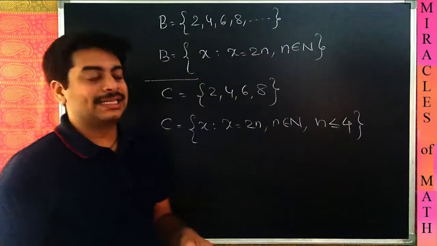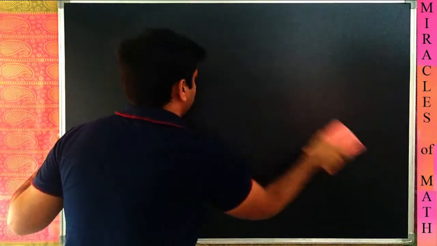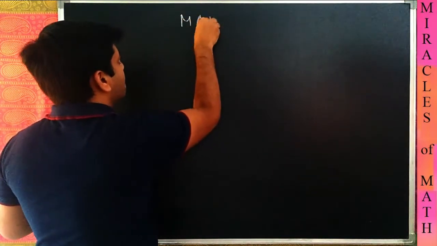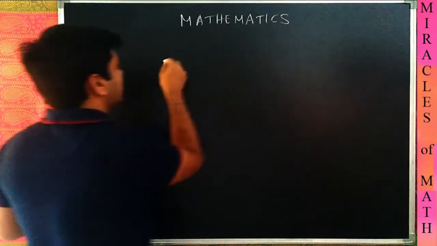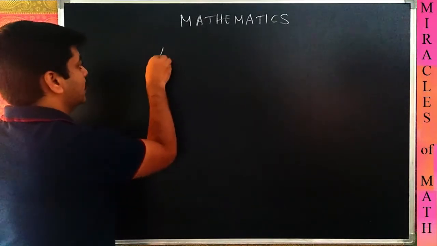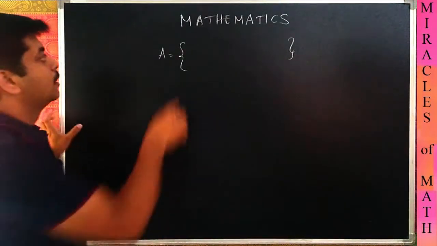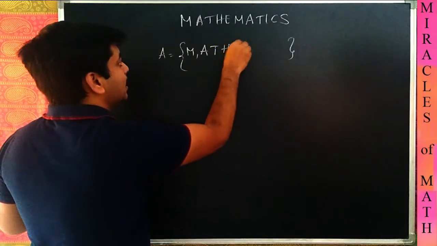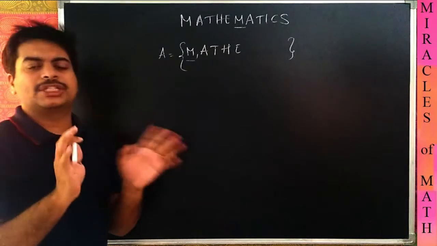Set of all letters in mathematics. So how to write the set builder form? No need to write set builder form. I am asking about roster form. So set A, set of all letters in this word. What are all the letters you have? You can write M, A, T, H, E, C. Once again you have an M. You already mentioned that M, so no need to mention it again.